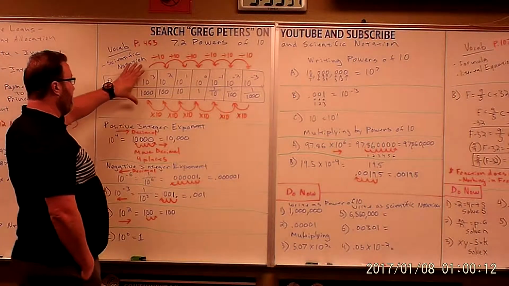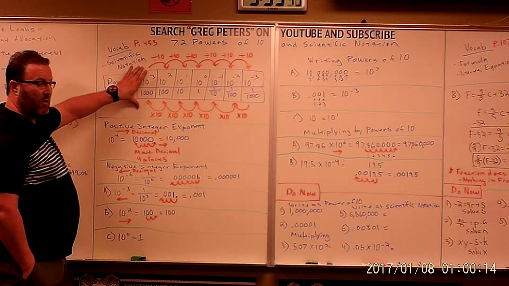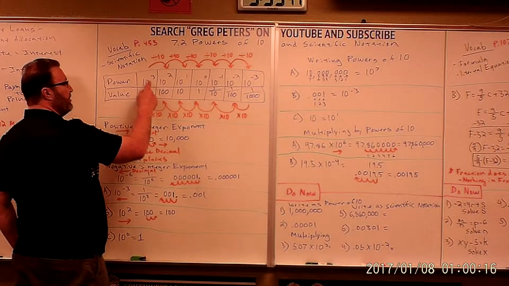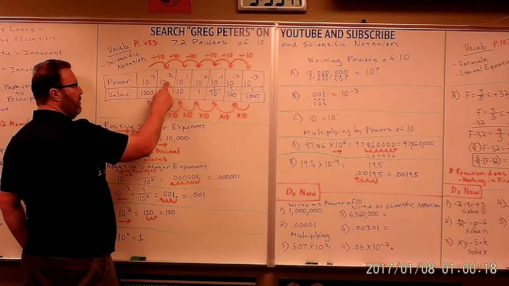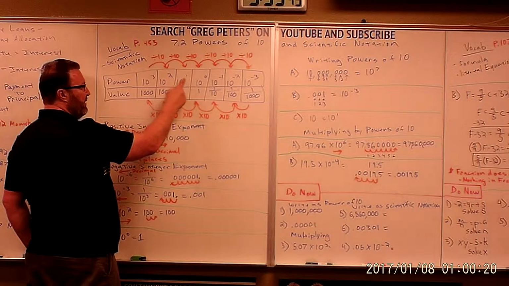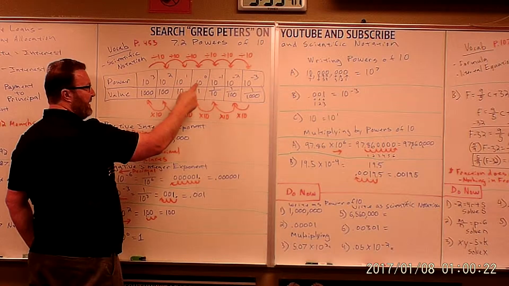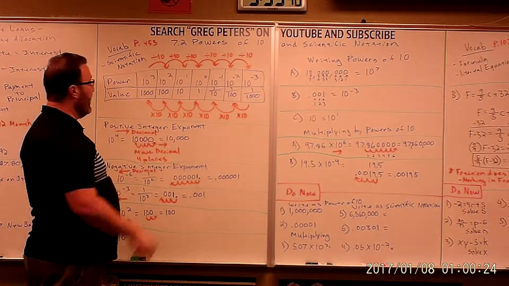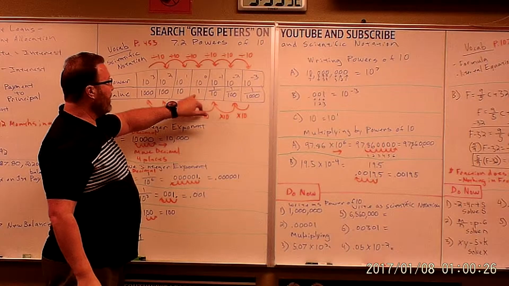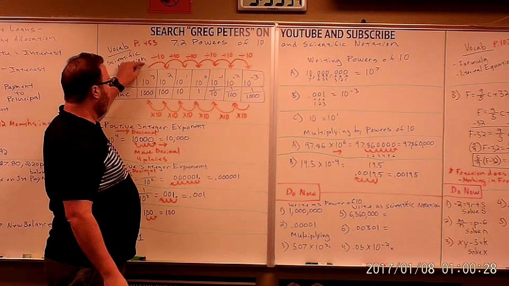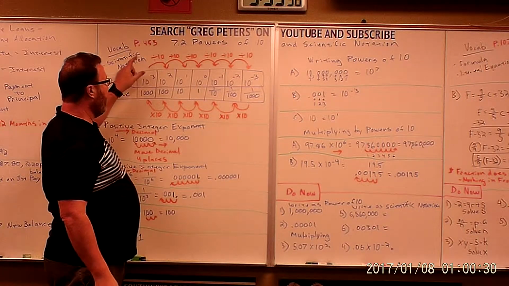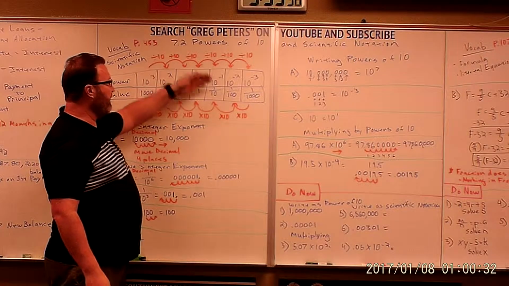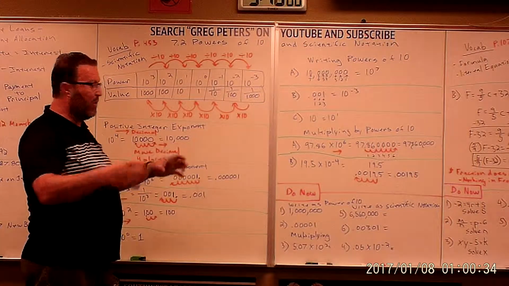Okay. Notice I put a tool up here. This makes it easier. If you're going from 10 to the 3 to 10 to the 2, you can divide by 10. 10 to the 1, divide by 10, and so on. Okay? 10 to the 0 is always 1. So if you're dividing and going from left to right, that's how you can figure out what the next one is without having to do all the math.